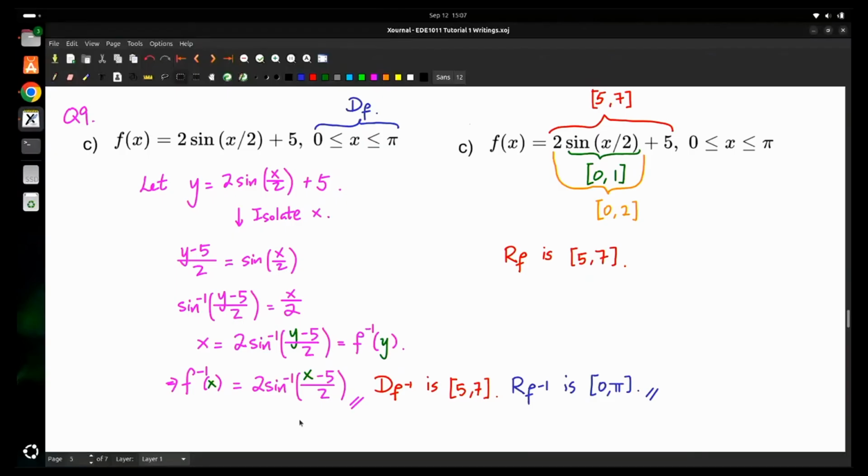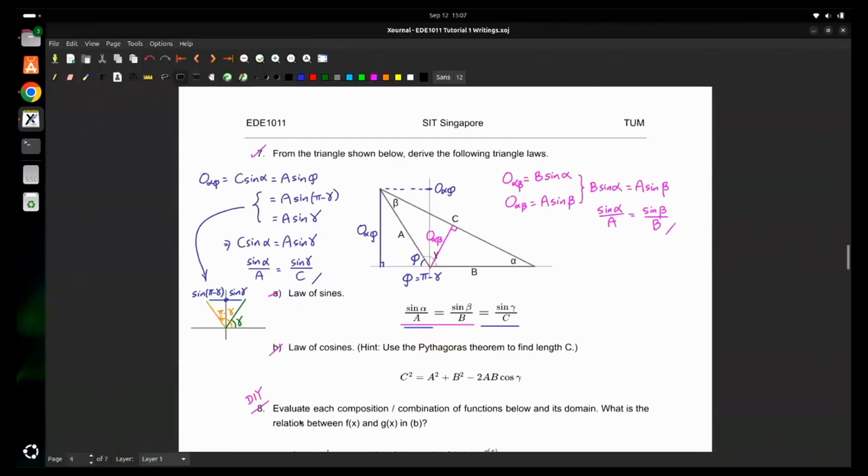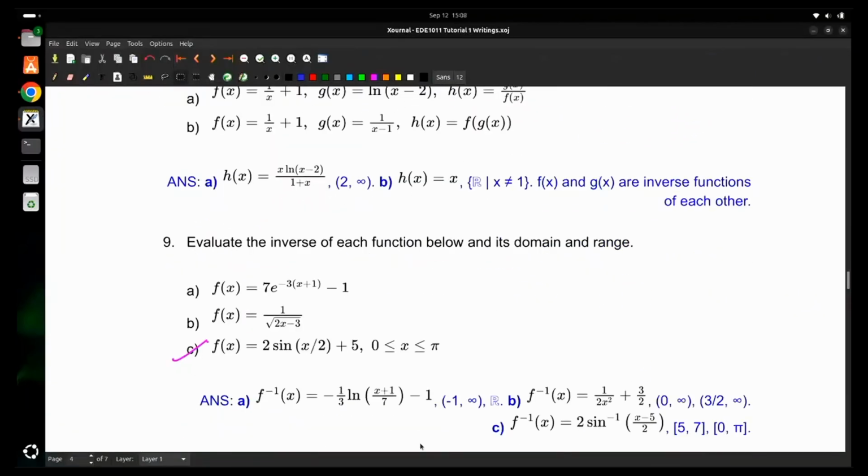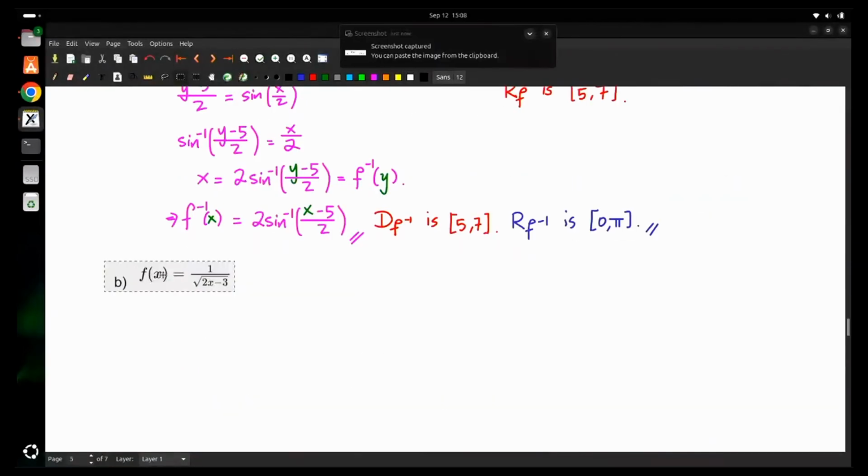So that's for question 9C. So do I need to do 9A or B? No? Yes? All good? DIY? Any questions? A or B? No need. B. B.